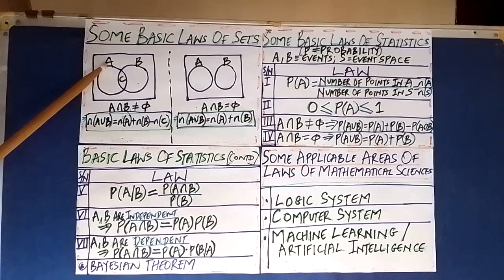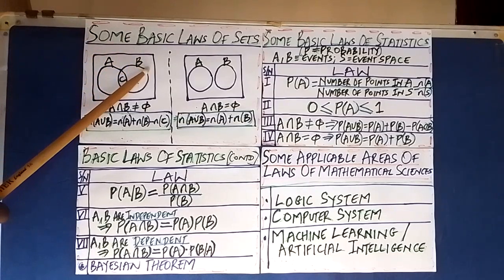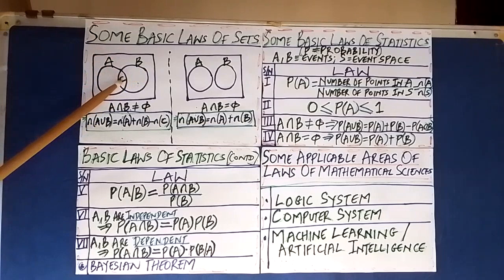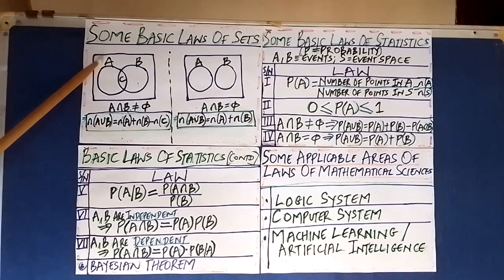Set A, we have three sets actually. Set A, set B, and then set C. So we can see that set A is occupying this portion, set B is occupying this portion, and set C is occupying this tiny portion. And if you look at it properly, this portion where set C is occupying is the intersection of set A and set B.